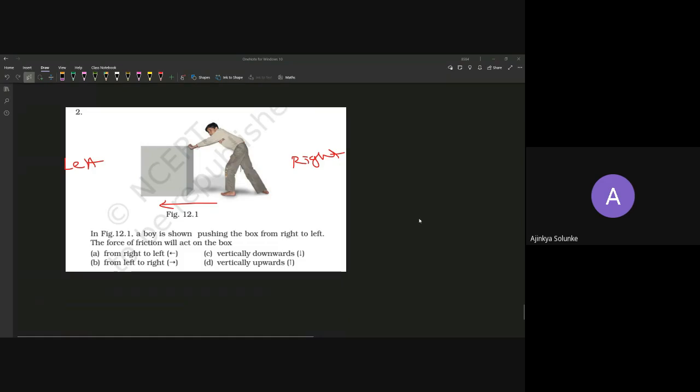If the force is being applied from right to left, friction will be from left to right. As you know, the frictional force is always opposite. So the frictional force will be going from left to right, opposite in direction. So left to right is B. Are you understanding? The force is being applied from right to left, so the frictional force will be acting opposite in direction.